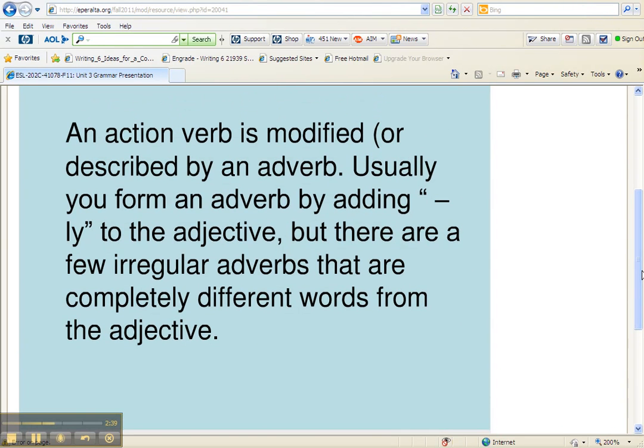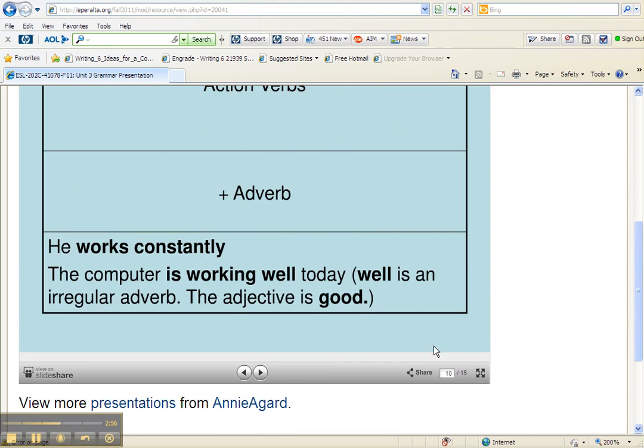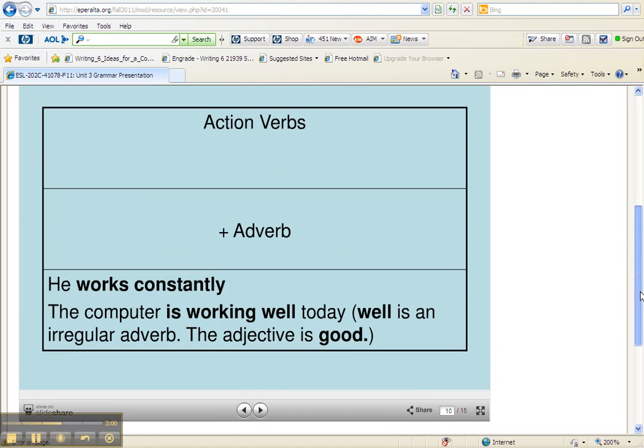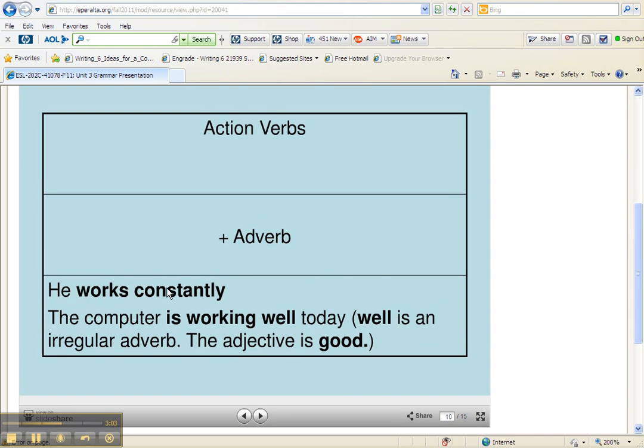An action verb is modified or described by an adverb. Usually you form an adverb by adding "ly" to the adjective, but there are a few irregular adverbs that are completely different words from the adjective. For example, as well. This is a normal kind of adverb with an action verb where I say he works constantly. I've taken the adjective constant and I put ly to make the adverb. When I say the computer is working well today, this is also an action verb, and well is an irregular adverb, and the adjective that goes with it is good.